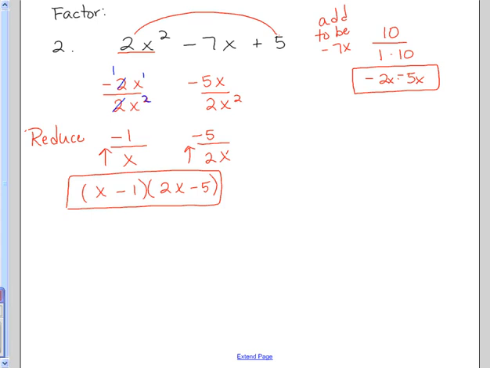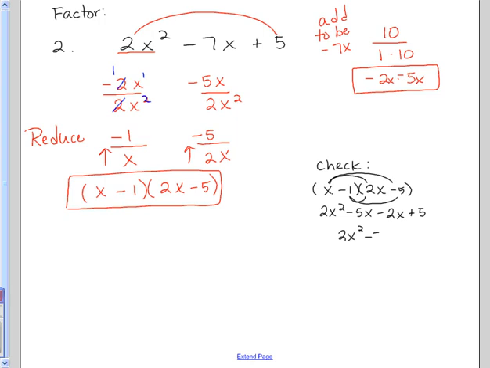So those two binomials, if I multiply them back together, would equal the original problem that I started with. X minus 1 times 2x minus 5. Multiply x times 2x is 2x squared. X times negative 5 is negative 5x. Negative 1 times 2x is negative 2x. Negative 1 times negative 5 is positive 5. Combine like terms, and we have the exact polynomial that we tried to factor from the beginning. This is how you will know your answer is correct.